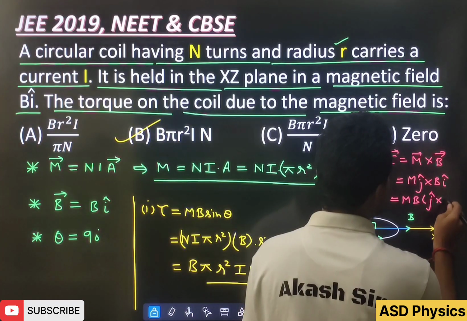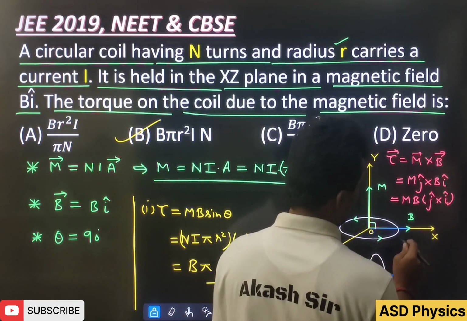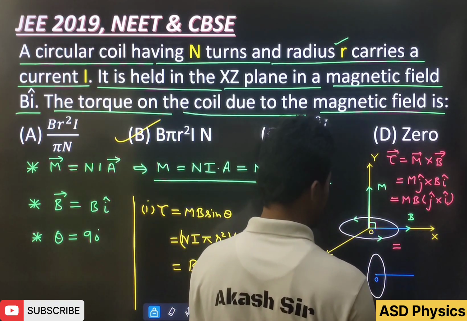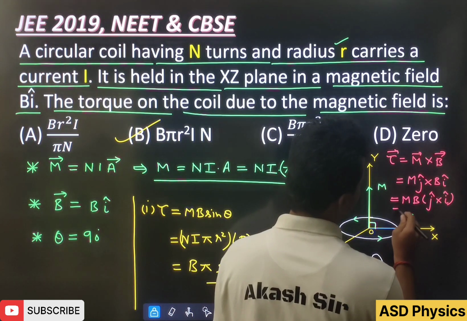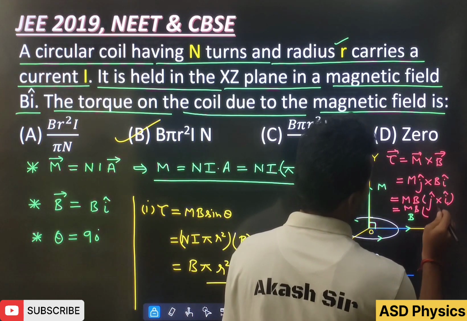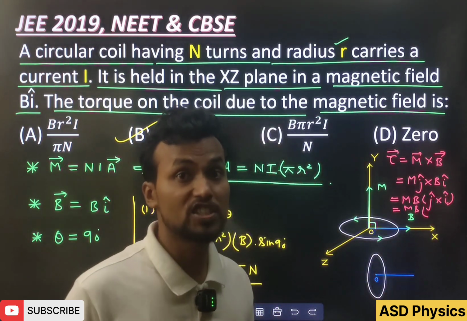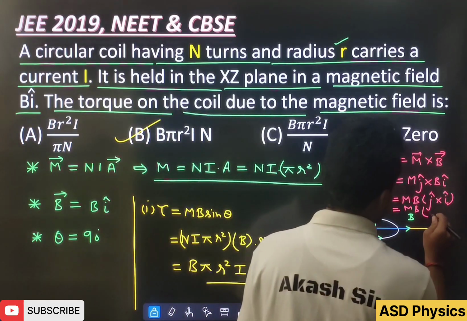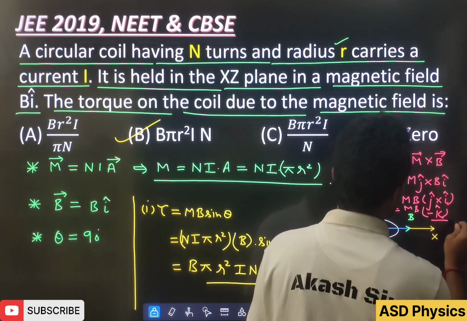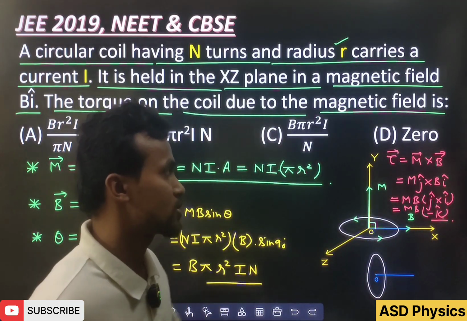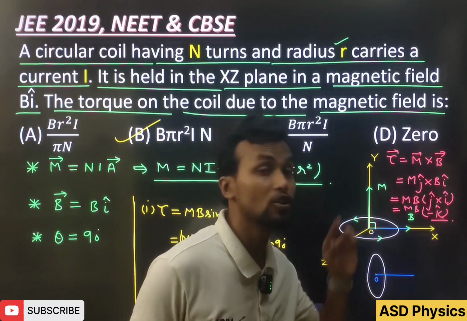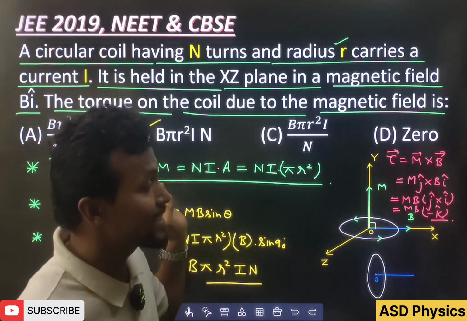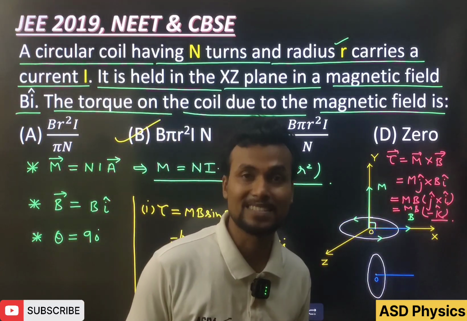Now see here please. J cap cross I cap. We know I cap cross J cap means k cap, so J cap cross I cap means minus k cap. So here you can get very well the direction of the torque. The direction of the torque is along the negative z direction, because here minus k cap is coming.